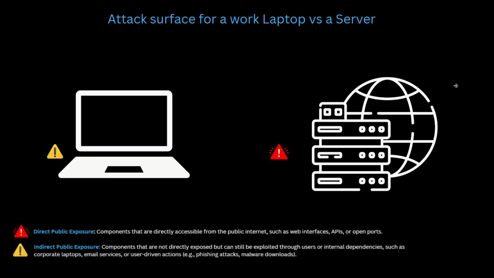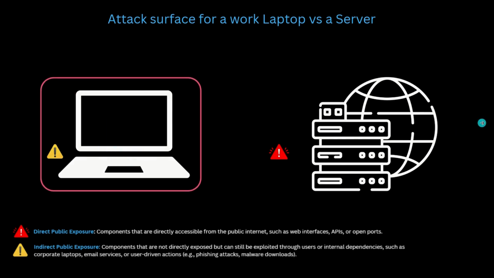Now let's take a practical look at how attack surfaces differ between two real-world systems, a work laptop and a web server. On the left here, we have a corporate work laptop. It is not directly exposed to the public internet. There is no open port or public-facing service. However, it still has an indirect attack surface. For example, a user might download a malicious email attachment, click on a phishing link, or get compromised through an internal network. That's why we label it as an indirect public exposure system. However, the attack surface here is much smaller because the components of this system are only internally accessible.